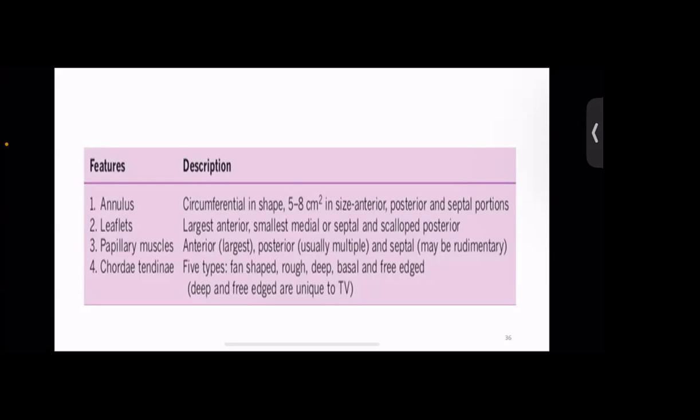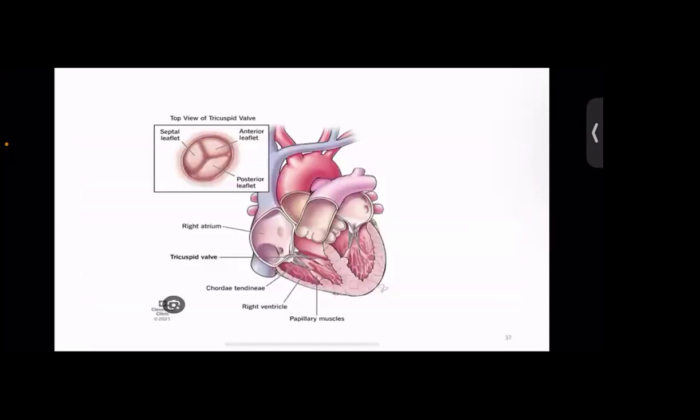largest, the posterior, which is usually multiple, and the septal, which may be rudimentary. And then the chordae tendineae, it has 5 types: the fan-shaped, the rough, the deep, the basal, and the free edge. I think there's a picture on it later on, I'll show you. So this is just a picture showing the tricuspid valve.